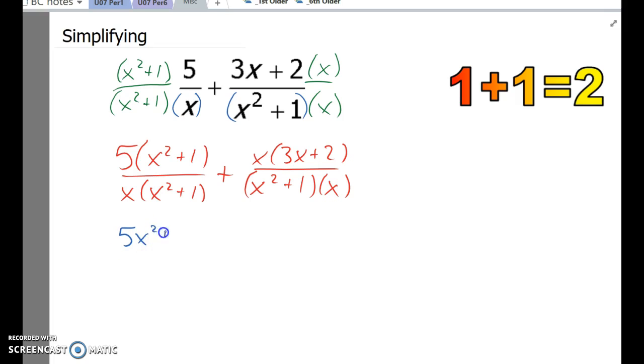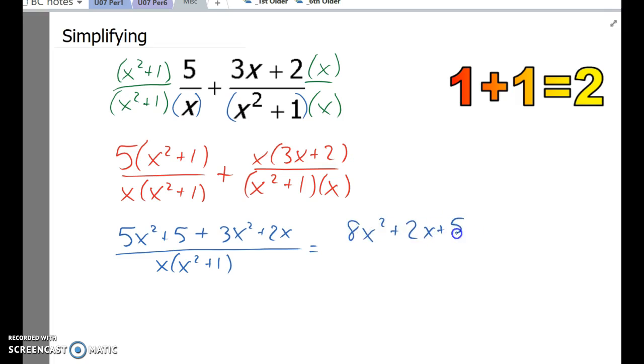So I have 5x squared plus 5 from the first fraction, and then a 3x squared plus 2x from the second fraction, all over that common denominator. So then, just combining the numerator, 8x squared plus 2x plus 5. And I'm leaving my denominator in factored form just because I know where I want to go when we start doing this backwards.